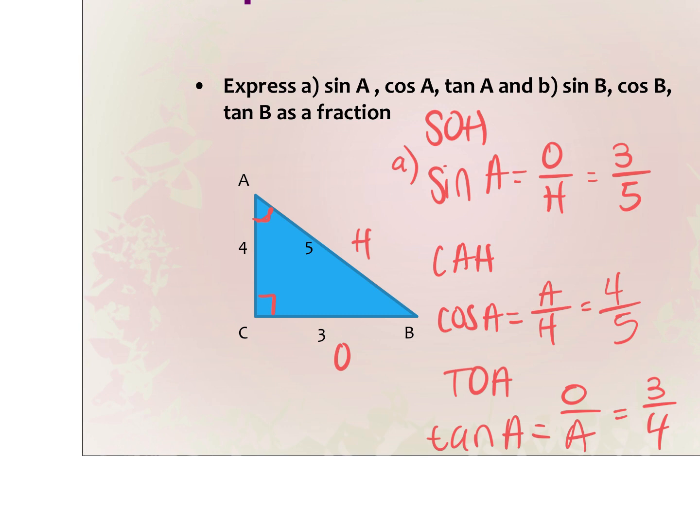I would like you guys to try B. If you make a mistake, it's totally okay. I want you to try all 3 of them for angle B. All right, German, what'd you get for the sine of B? 4 over 5. Do we agree with German? Yeah. What about the cosine of B? 3 over 5 is correct.